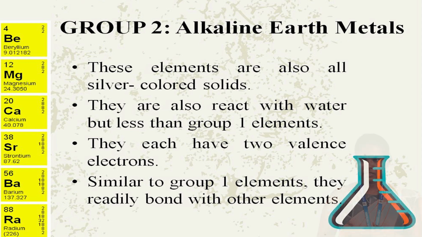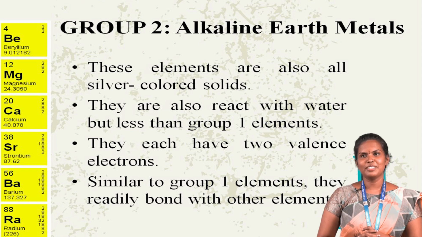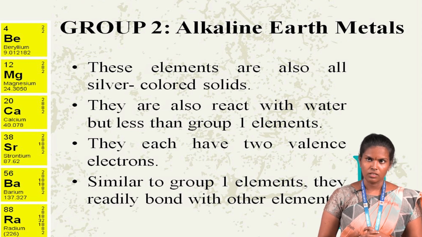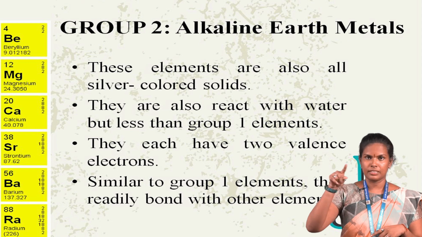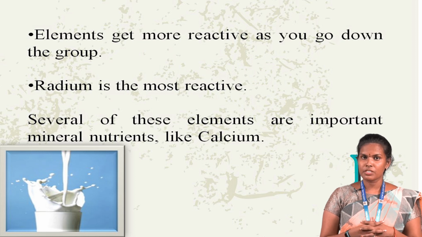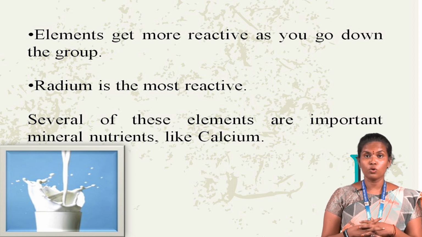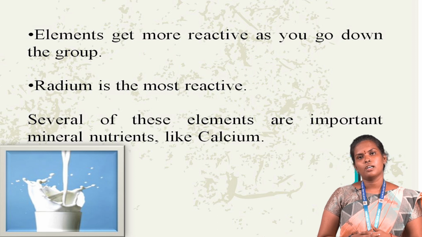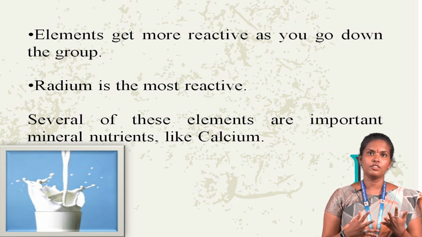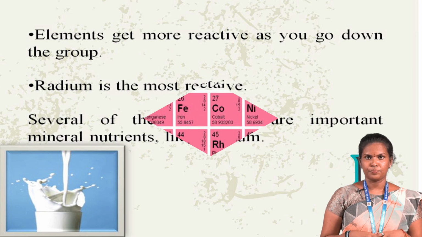Similar to group 1 elements, they readily bond with other elements. However, in this case, they transfer their 2 valency electrons to become stable ions with full outer orbits. Elements get more reactive as we go down the group. Radium is the most reactive. Several of these elements are important mineral nutrients like calcium.